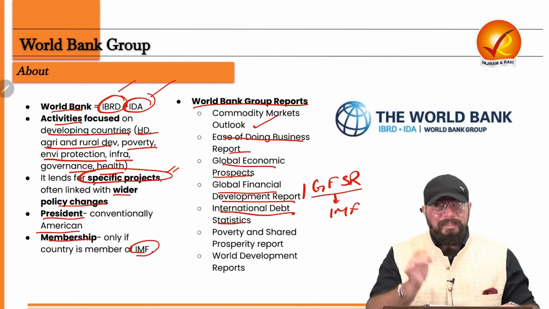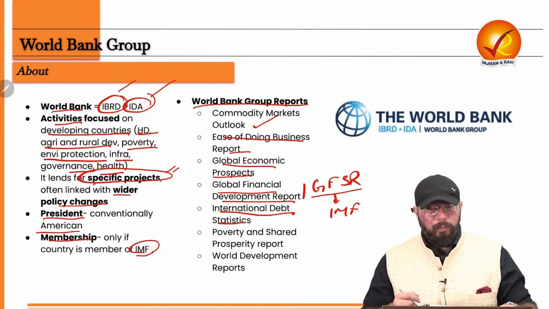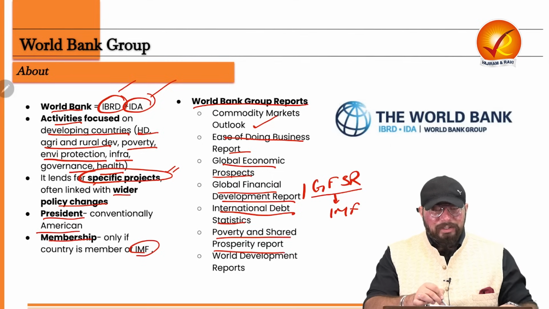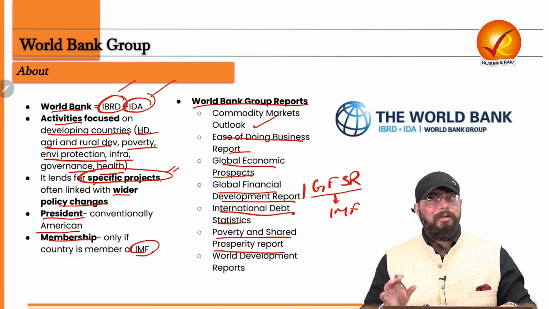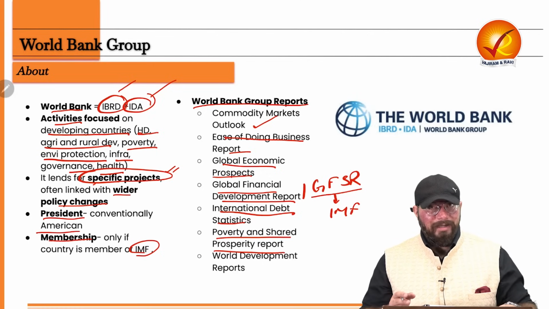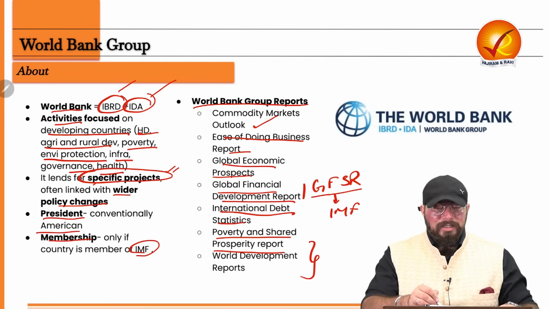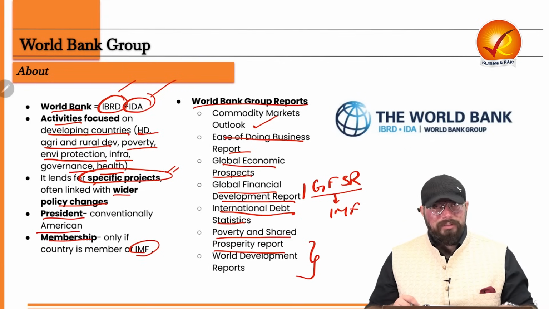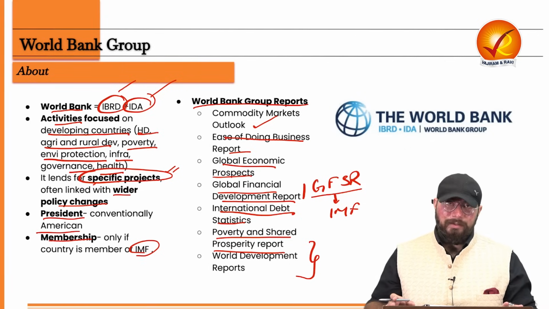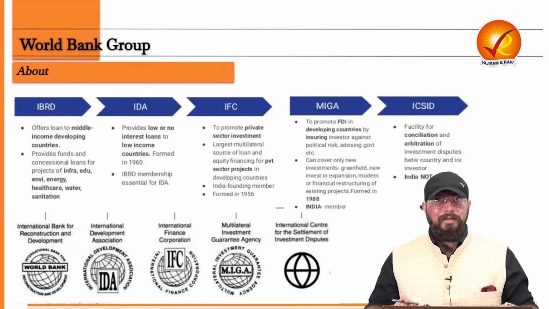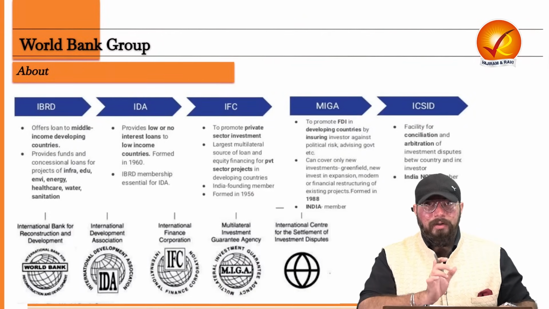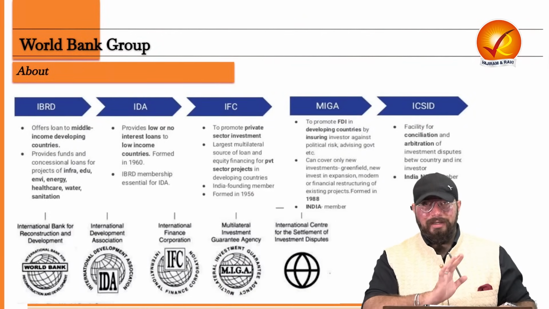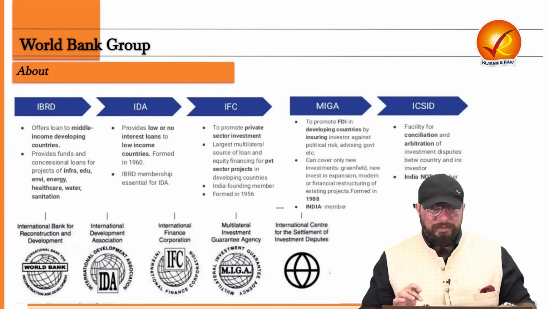Then International Debt Statistics, again published by the World Bank. Poverty and Shared Prosperity Report, again a very famous report, also published by the World Bank. And then World Development Reports, based on various sectors, are also published by the World Bank. Now let us see what all organizations are there in this World Bank group and what their primary functions are.